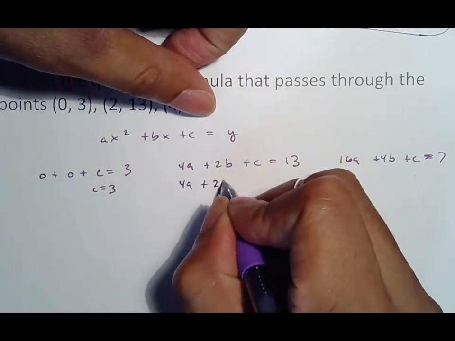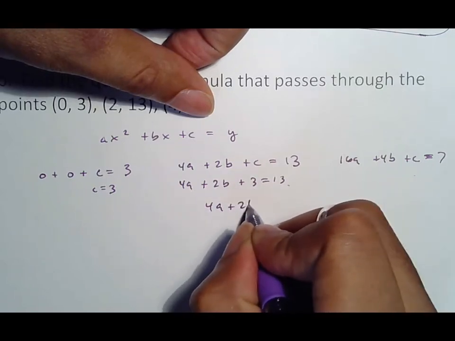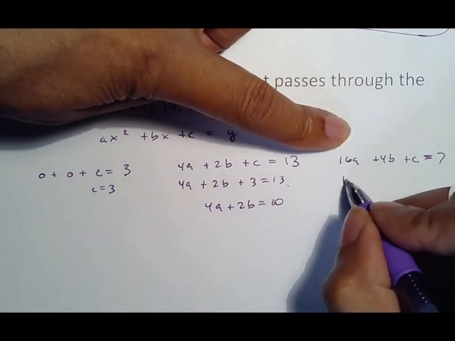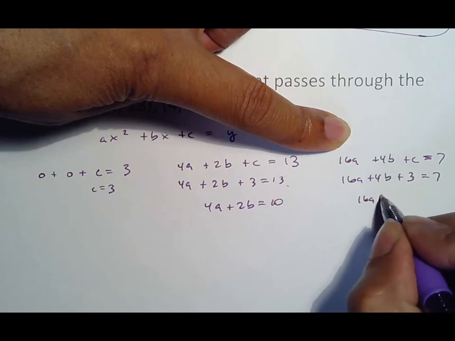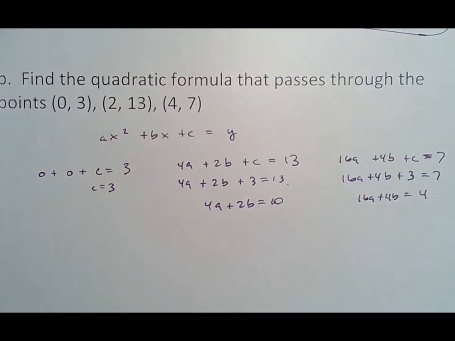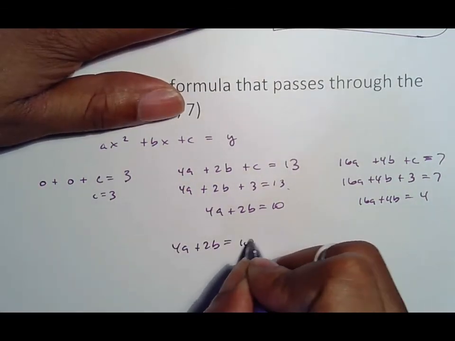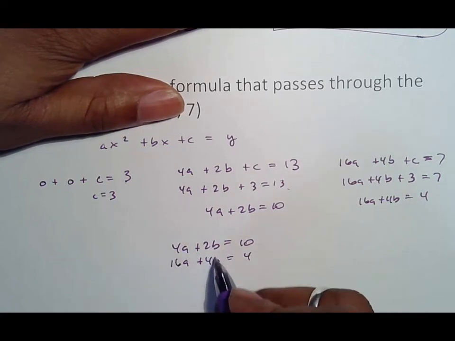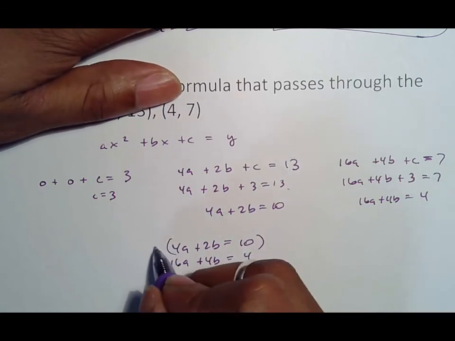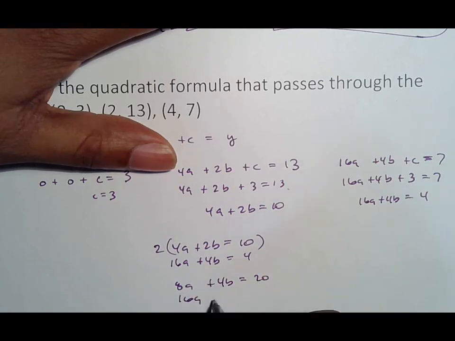So this actually is 4a plus 2b plus 3 equals 13, which means when you subtract that, 4a plus 2b is equal to 10. Same thing over here, 16a plus 4b plus 3 equals 7, which means 16a plus 4b equals 4. Guess what we do with these? If you remember your test from last time, you stack them up. I think it'll be easier to make my b's match, so I'm going to double the top. I'm going to switch my bottom row.